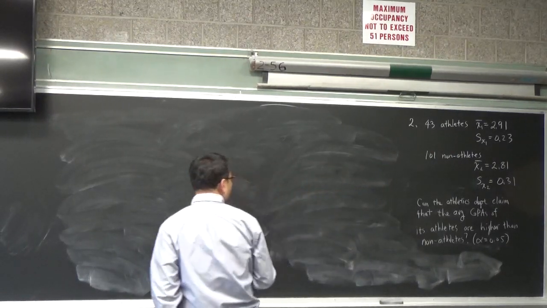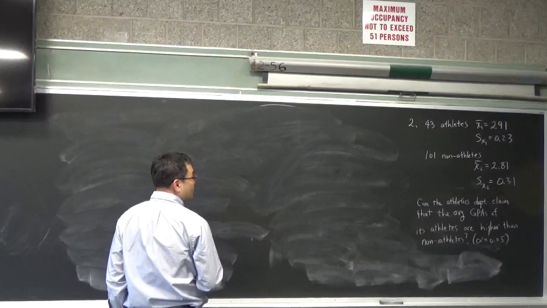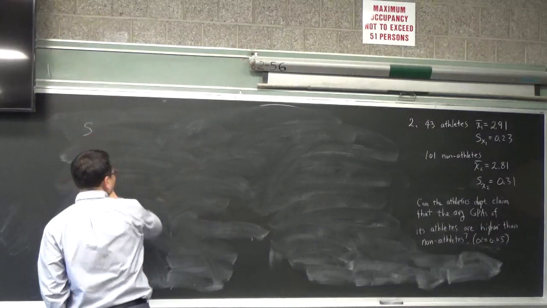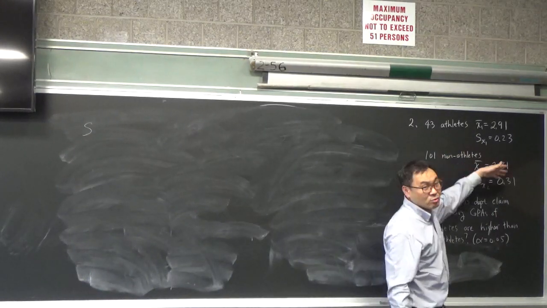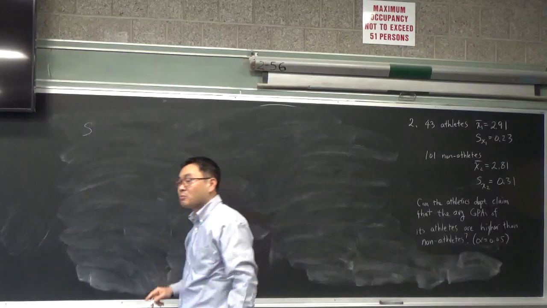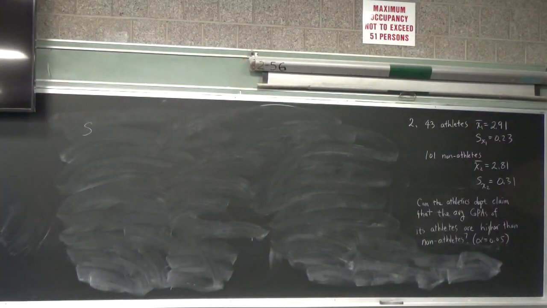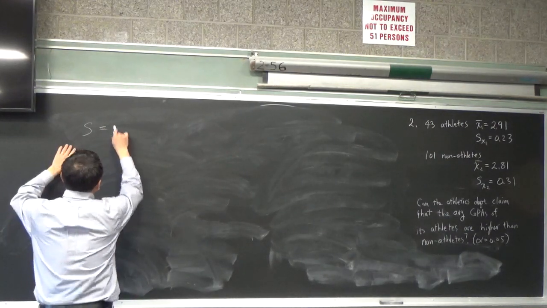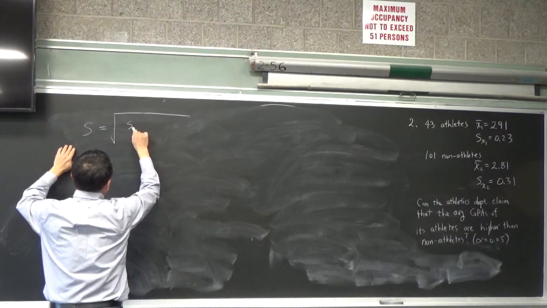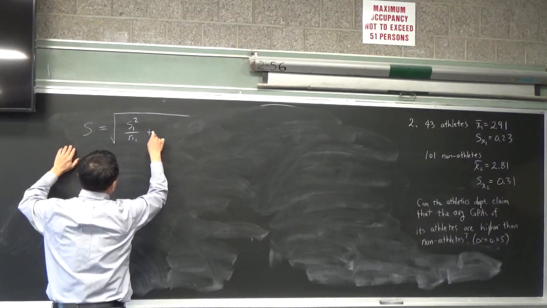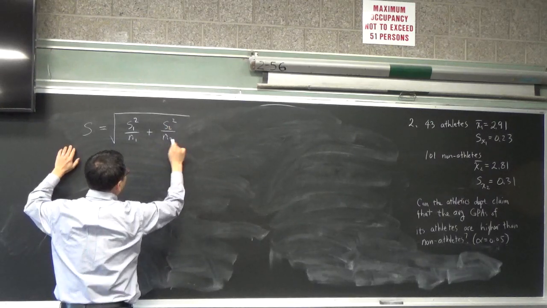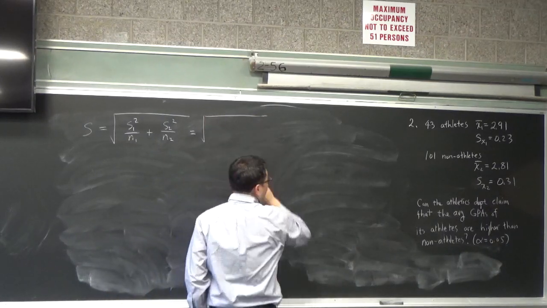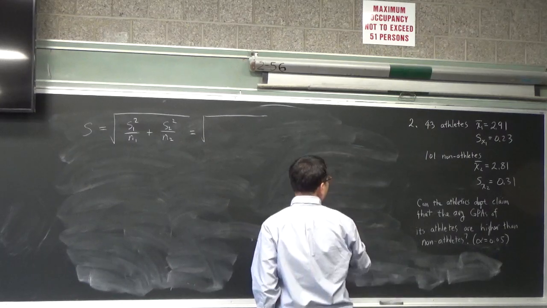Before we do that, we need to have a standard deviation of the combined thing. If you assume that there is really no difference between these two groups and they come from the same population, then we can think about the standard deviation that's combined. The formula for that is the square root of S1 squared over N1 plus S2 squared over N2. All right, so can somebody do this calculation and tell me what you get?